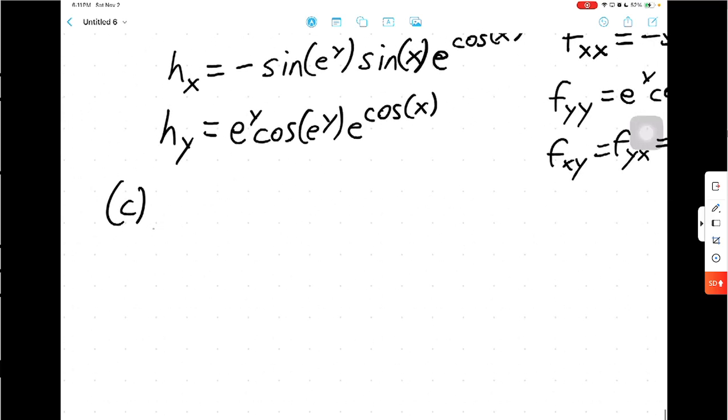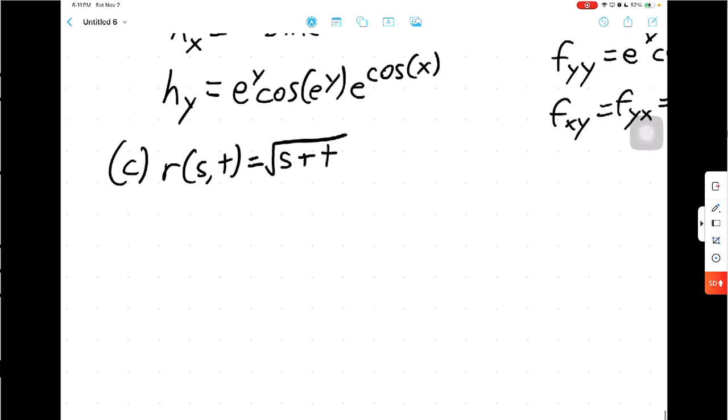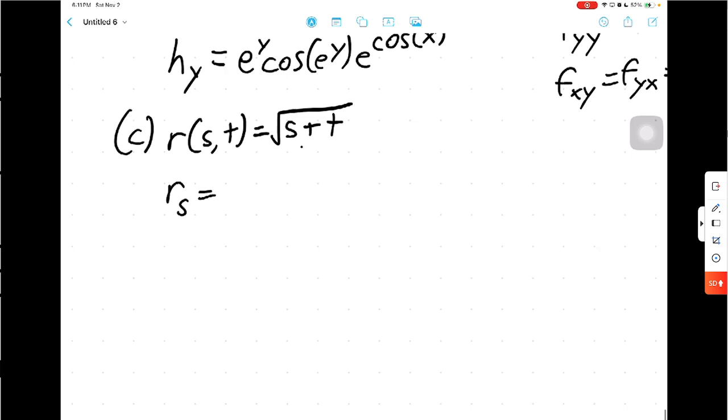All right. C. R of st is equal to root s plus t. R with respect to s is going to be 1 over 2 root this times the derivative of the inside, which is 1. Same thing with r of t.